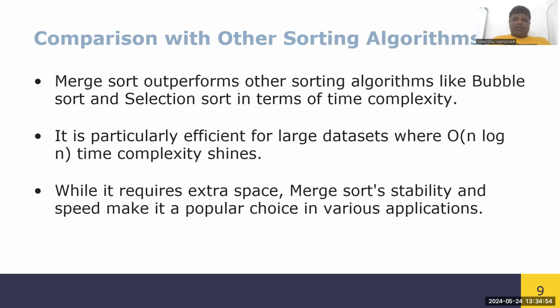Comparison with other sorting algorithms. Merge sort outperforms other sorting algorithms like bubble sort and selection sort in terms of time complexity. It's particularly efficient for large datasets where big O of n log n time complexity shines. While it requires extra space, merge sort's stability and speed make it a popular choice in various applications.